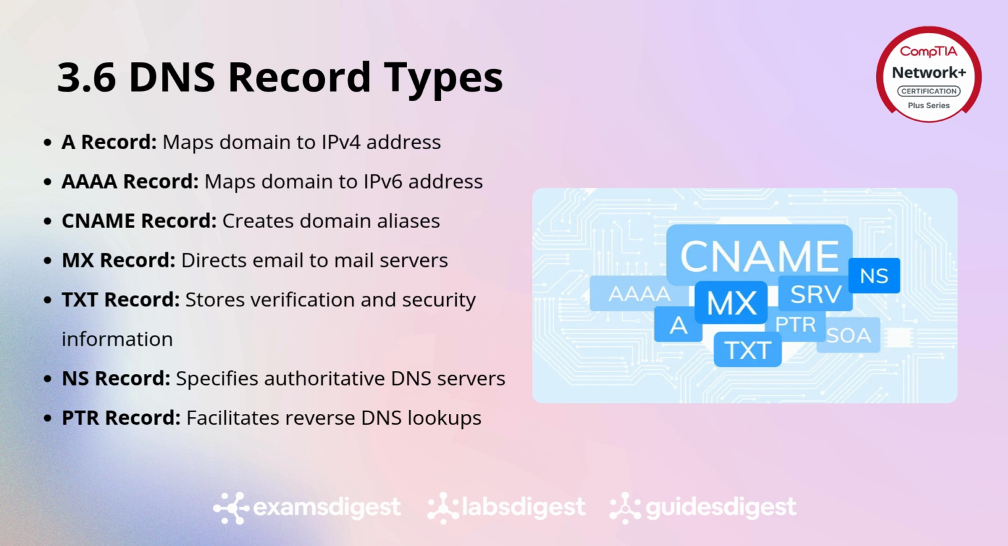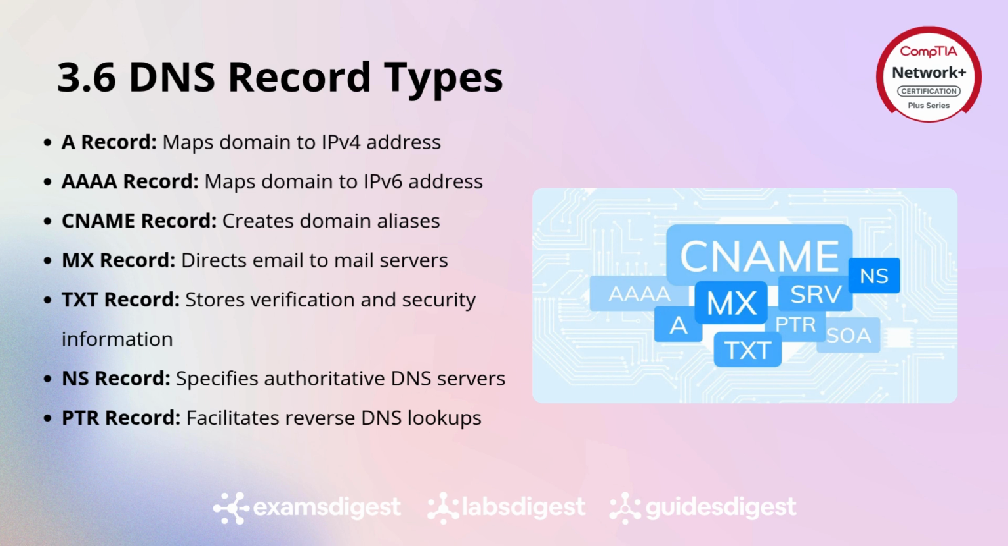The MX, or Mail exchange, record directs email traffic to the appropriate mail servers for a domain, ensuring that emails are delivered correctly. The TXT, or Text, record stores arbitrary text information, often used for verification purposes and implementing security measures like SPF, Sender Policy Framework. The NS, or Name server, record specifies the authoritative DNS servers for a domain, directing queries to the correct servers.